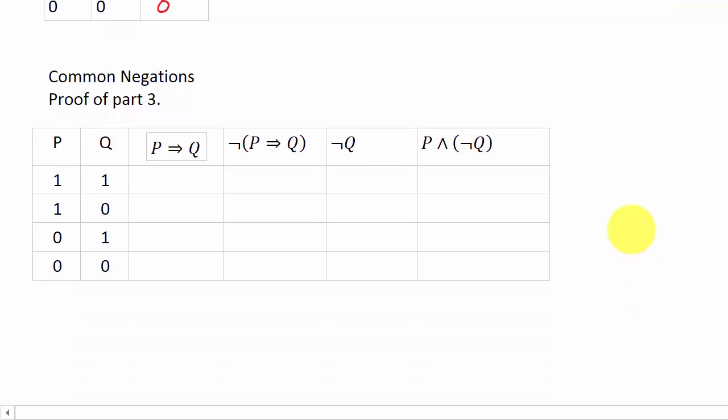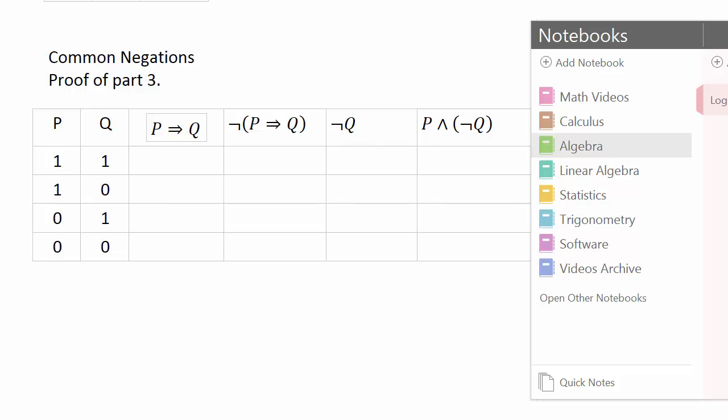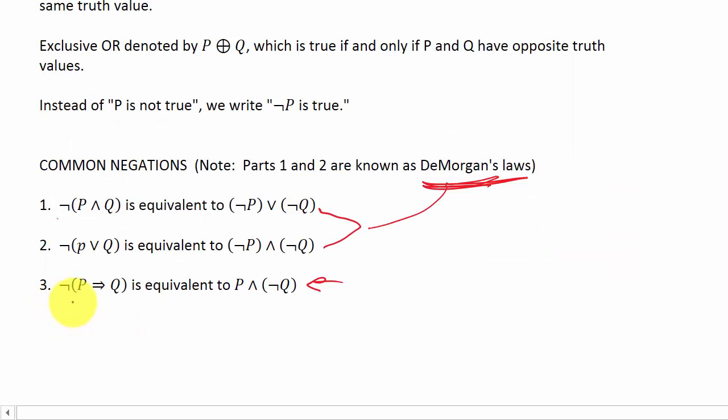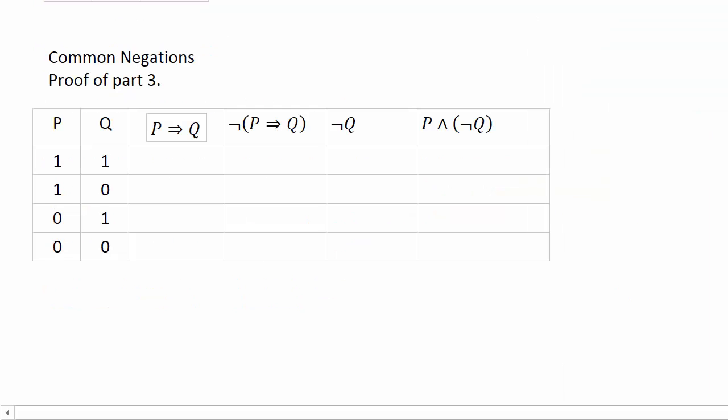Alright, and then as I promised, here's the proof for part 3 from those negations. And let's just go back and see what it said. It said, not (P implies Q) is equivalent to P and not Q. So we have to show that this statement and this statement have the same truth value. Alright, so let's look at this. So we need to show that this column and this column are going to have the same truth values.